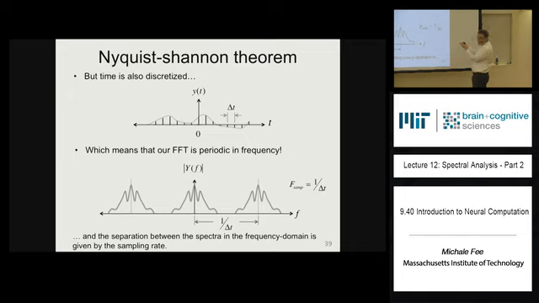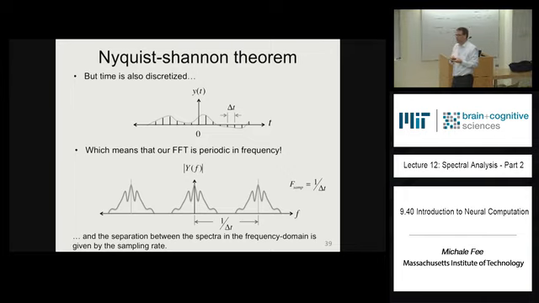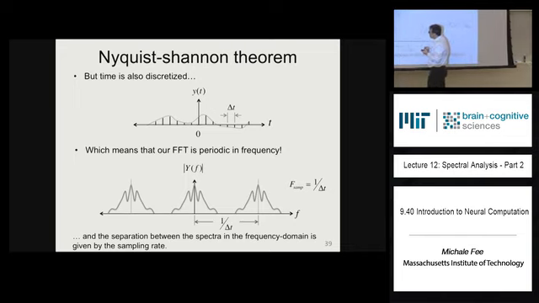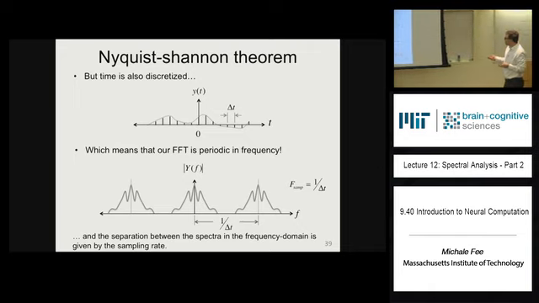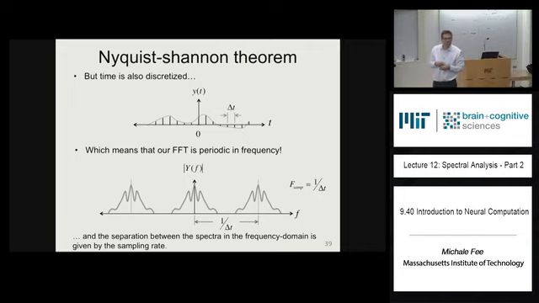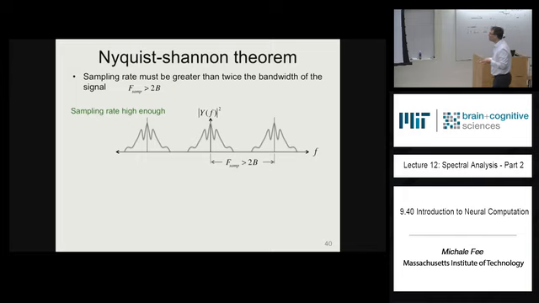Remember, this is like a train of delta functions. The Fourier transform of that is like another train of delta functions. So there are copies of this spectrum spaced every 1 over delta t. It's kind of a strange concept. Okay, so the separation between those copies of the spectra in the frequency domain is given by 1 over the sampling rate. Okay. All right, any questions about that? It's a little strange, but push on because I think it's going to be more clear.